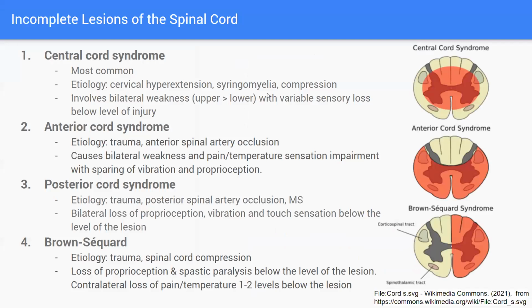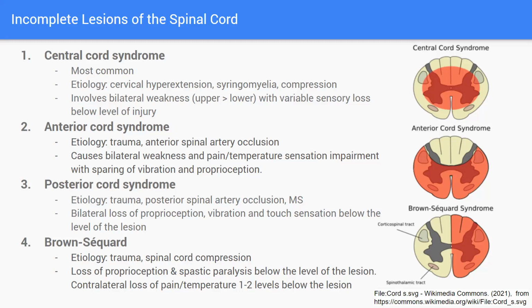So now moving into some of the patterns we see with spinal cord lesions, here are some incomplete lesions of the spinal cord. The first one being the central cord syndrome. This is a very common type of presentation with many different etiologies, a few of which I've highlighted here. The most common form is due to cervical hyperextension, a traumatic injury leading to hyperextension of the neck.